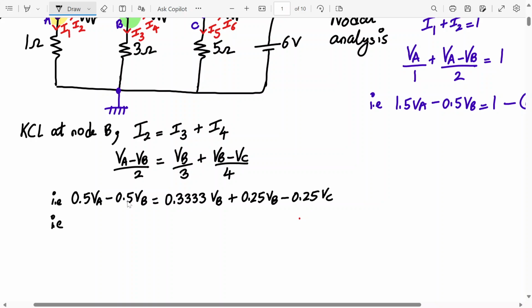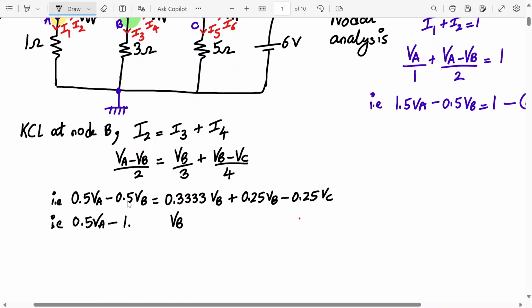Now we will simplify this further. So here we have 0.5 VA, then minus 0.5. The VB terms we will collect on that side. So minus 0.5 minus 0.333 minus 0.25. How much is it? Can you all tell me? 0.5, 0.333 and 0.25, what is the addition of these three? Anyone? It's 1 point something, right? Can you all tell me what it is?